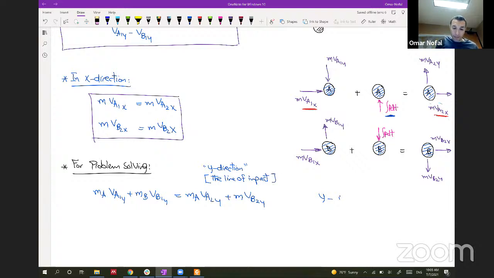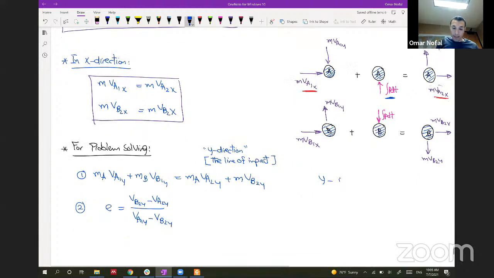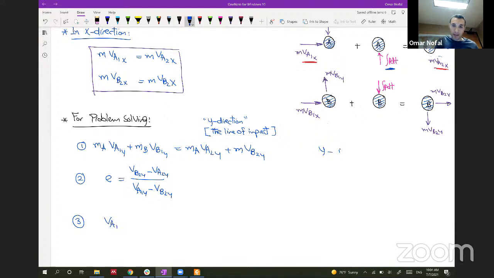And the second equation that we have, so this is 1 and 2, is the restitution coefficient. So E equals VB2y minus VA2y over VA1y minus VB1y. And the third equation that we have is that VA1x will be equal to VA2x, and similarly VB2x will be equal to VB1x, and this is the direction of the line of contact.